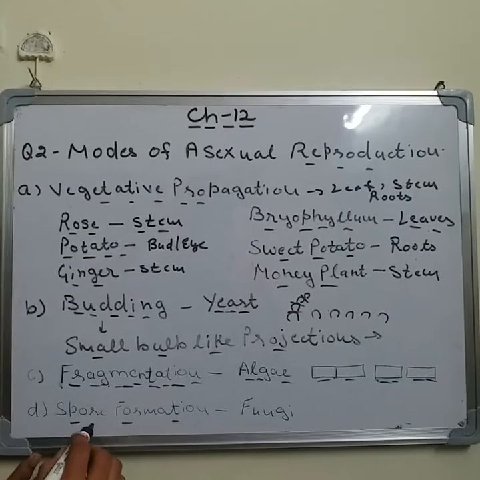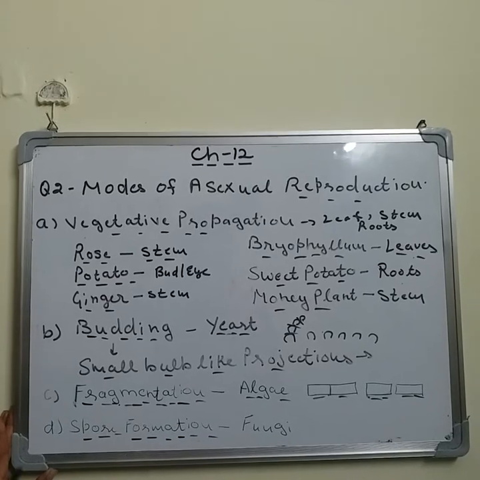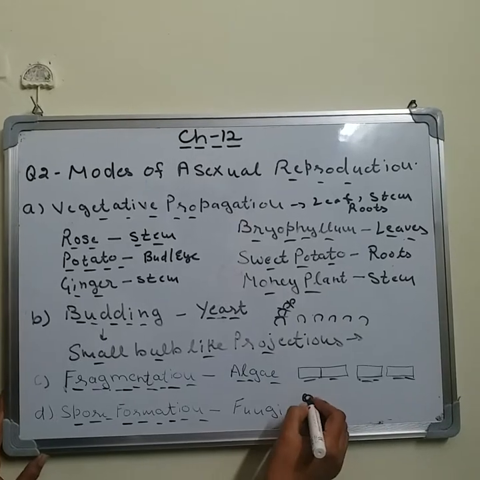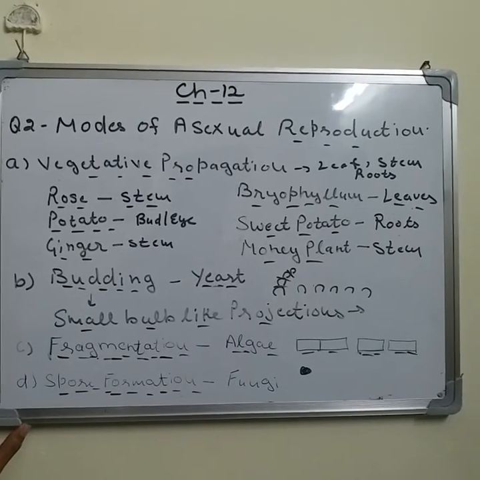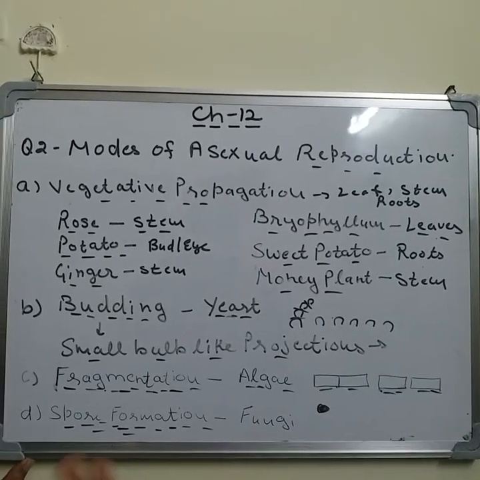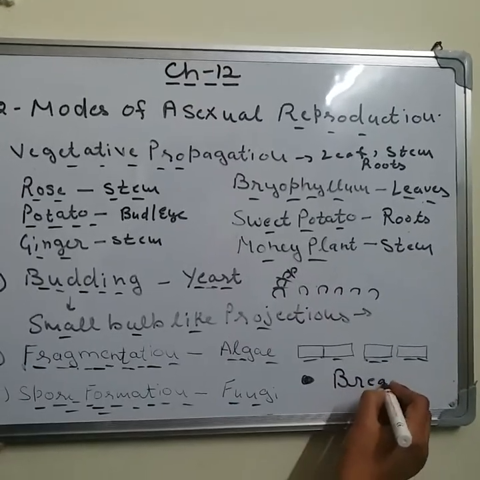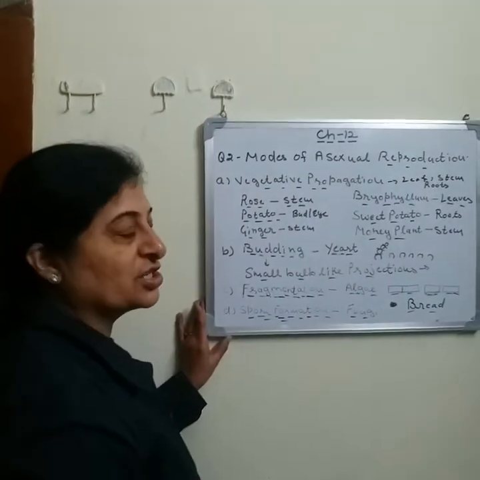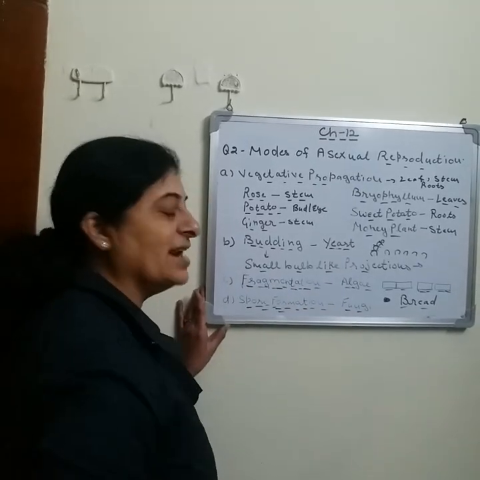Now the last one for asexual reproduction is spore formation. Spores are asexual bodies that are covered with an outer cover. There is an outer covering on the spores to protect them from unfavorable conditions, and when the conditions are favorable, they start growing. It is mostly seen in fungi, and you can easily see this spore formation on a piece of bread. So the different modes of asexual reproduction are vegetative propagation, budding, fragmentation, and spore formation.